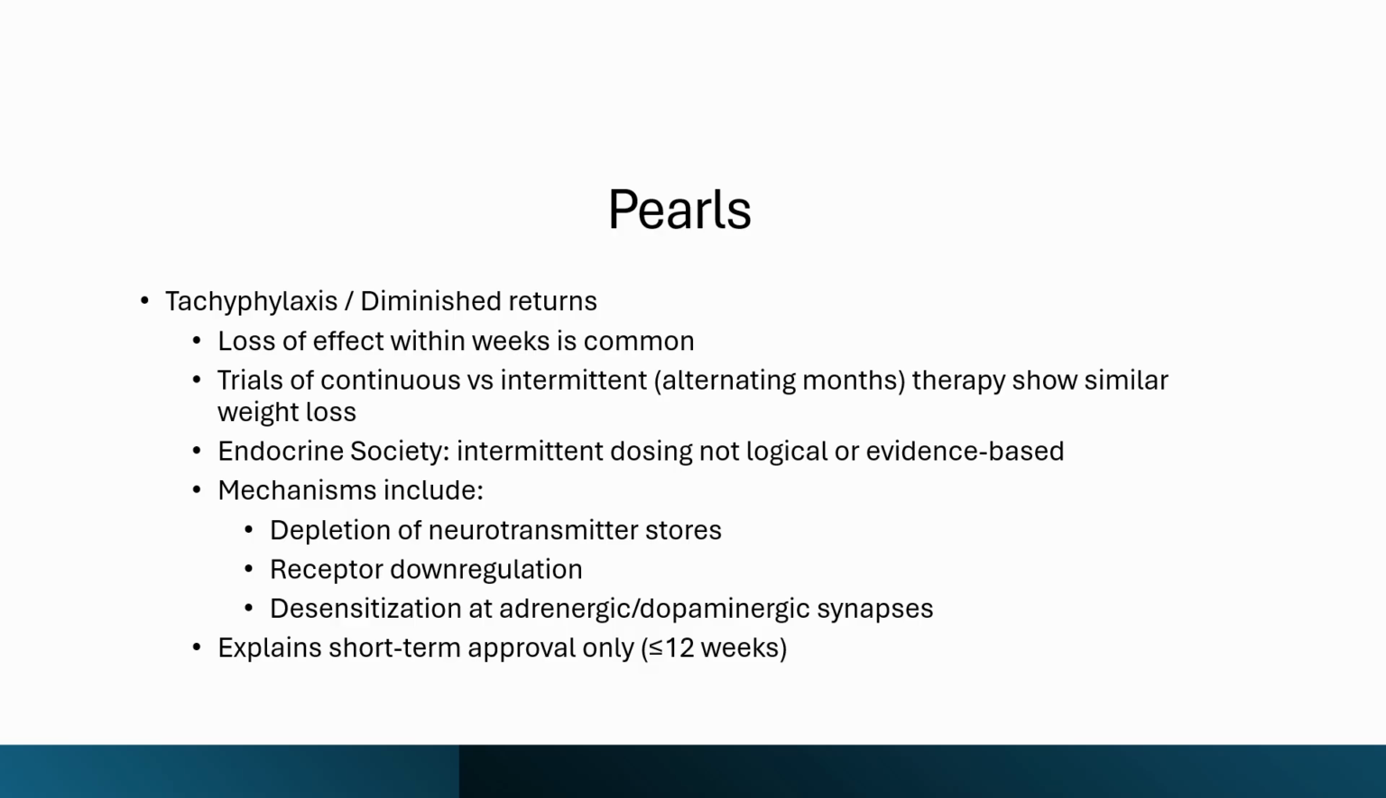These medications suffer from diminished returns with long-term use and tachyphylaxis, which often begins to present itself within a few weeks of therapy. Trials comparing continuous versus intermittent dosing, which was considered every other month, have found similar weight loss in both groups. Due to a lack of robust long-term data, the Endocrine Society has stated that intermittent dosing is not logical or evidence-based for use in most patients.